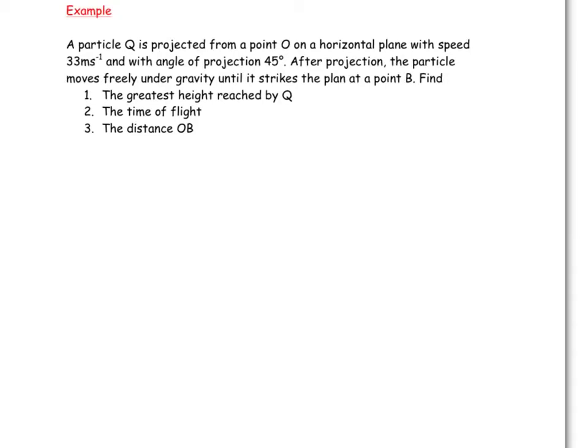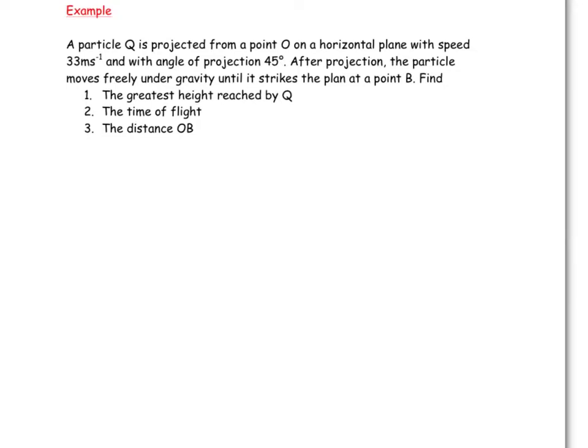So it says, a particle Q is projected from a point O on a horizontal plane with speed 33 meters per second to the -1 and with an angle of projection of 45 degrees. After projection, the particle moves freely under gravity until it strikes the plane at point B. Find the greatest height reached by Q, the time of flight, and the distance from O to B.